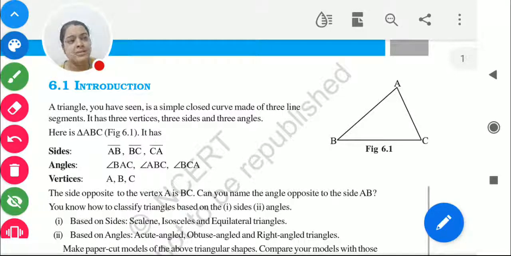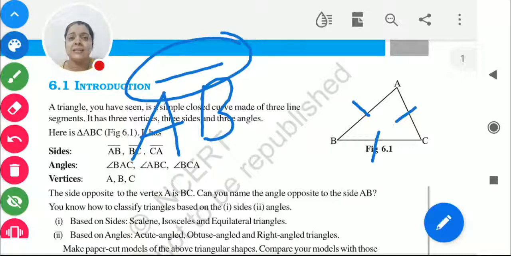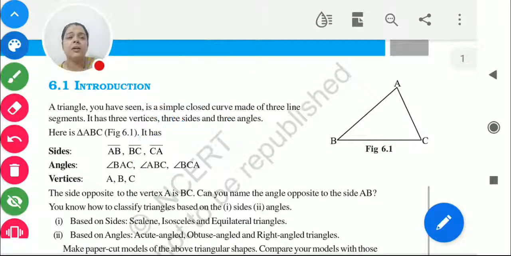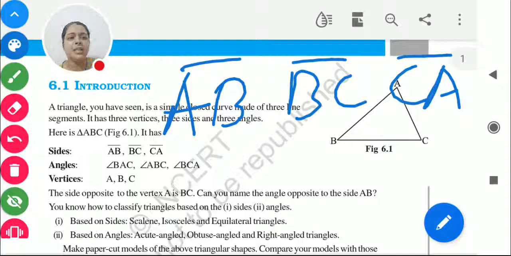Means a triangle has, when you were there in class 1, 2, that time only it was taught to you that a triangle is having three sides, right? Three sides it has. Side AB, side BC and side AC. But here, as it is a line segment, we can write it with a bar on top. This line is very important because it says that it is a line segment, right? So whenever you write the sides, they are AB, BC or CA. There are three sides we have.